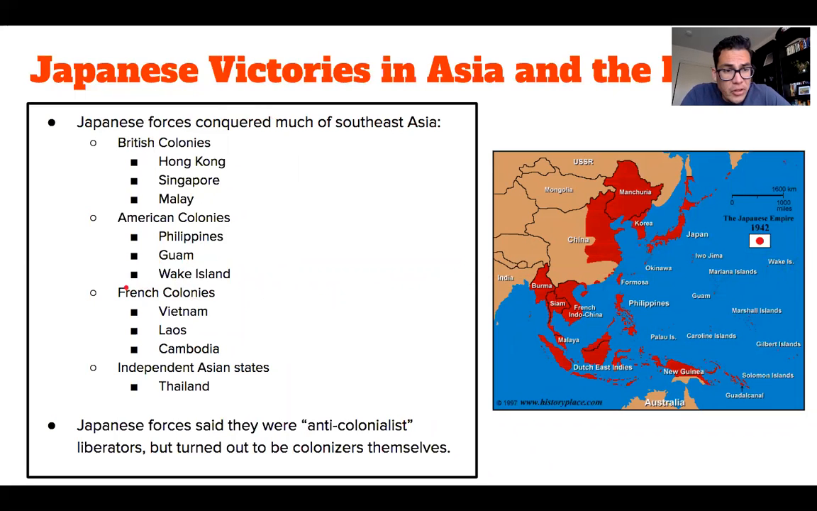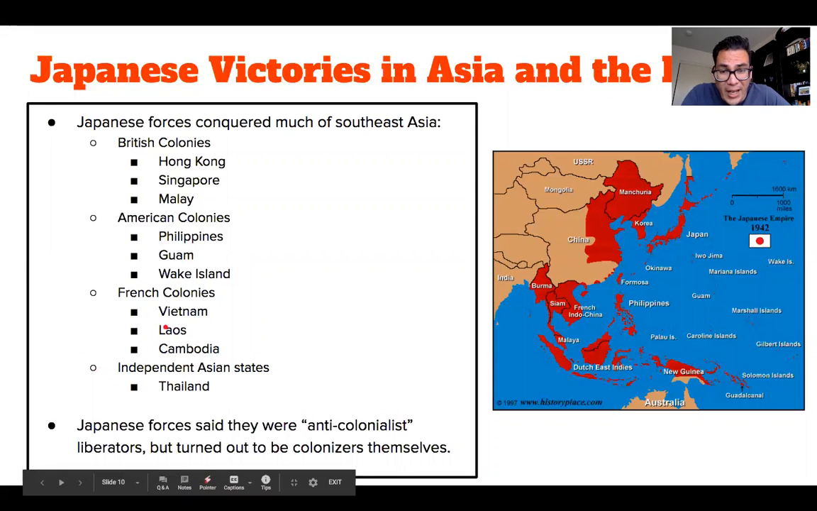The Japanese also take French colonies, what today we call Vietnam, Laos, and Cambodia. Back then it was called Indochina. And they also took independent Asian states like Thailand. Japan is so successful in this expansion that they even draw up plans and get ready to invade India. That is how successful Japan is in their expansion in Asia.